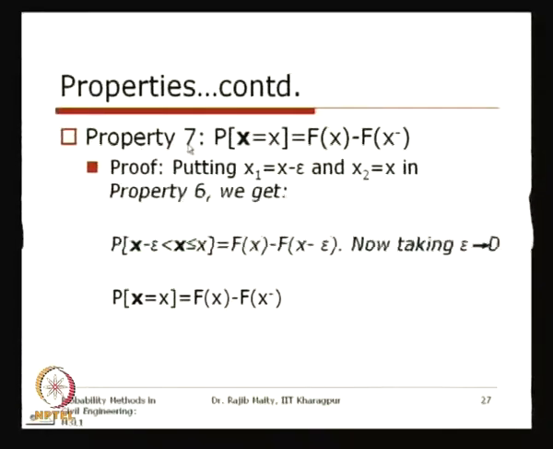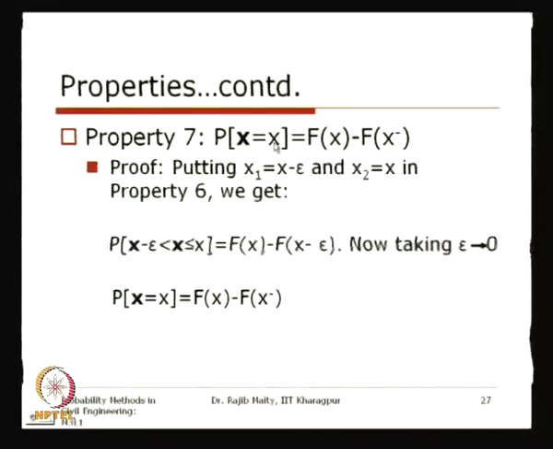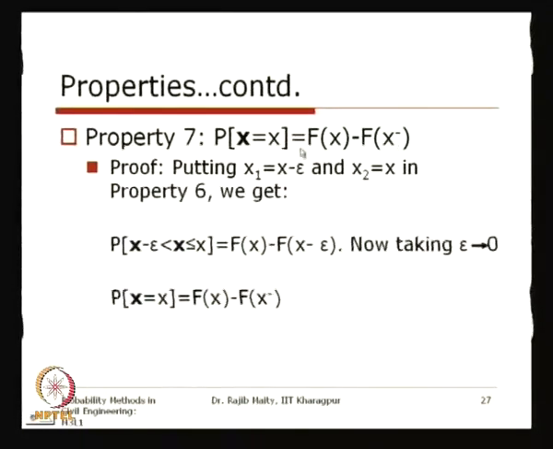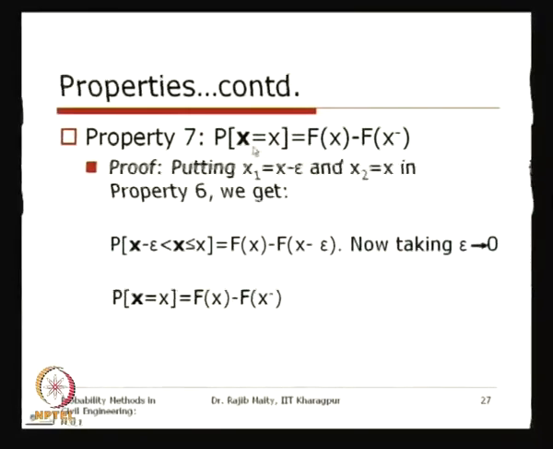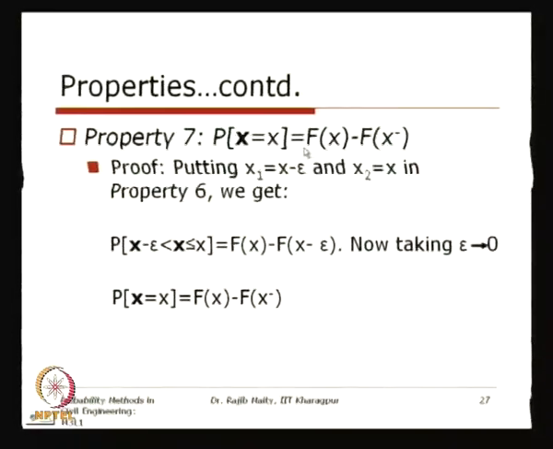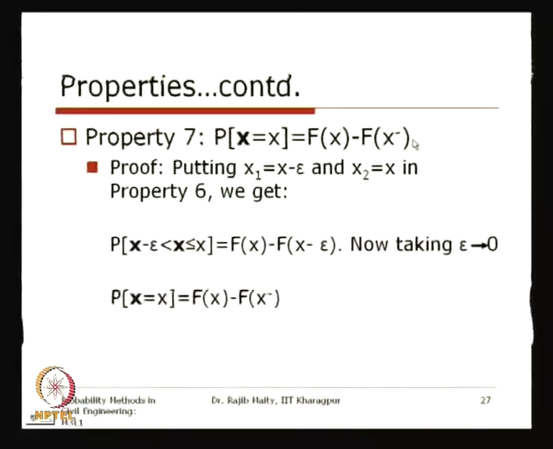Now, property 7 says that the probability of X equal to a particular value x is equal to F(x) minus F(x-), the value just to the left of that point. So, at a particular point this is the probability there. These properties are in general for both discrete and continuous random variables. So, for a particular point, the probability is whatever the probability is at that point minus just to the left of that point.